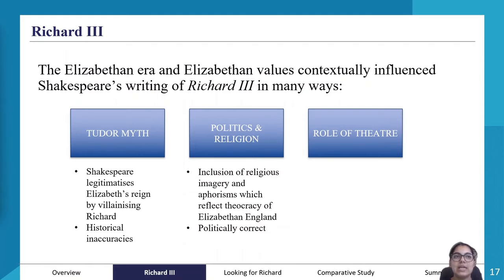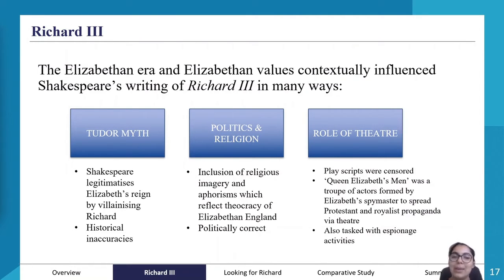And then one thing you have to consider is the role of theatre, right? And this is where we start to get a bit metatextual, and this is where you could then compare a lot of this to Looking for Richard. So at the time, play scripts were censored, so even if Shakespeare wanted to, he wouldn't have been able to write much bad stuff about Elizabeth's family anyway. Not that he would want to, because she was his patron. She was funding him. He had the Globe Theatre for his plays. He was really popular at the time. He wouldn't go out and write bad stuff about her anyway.